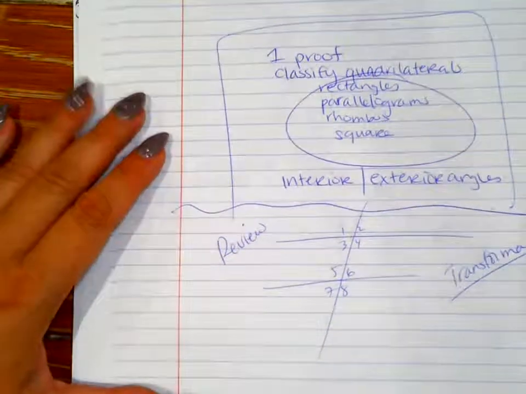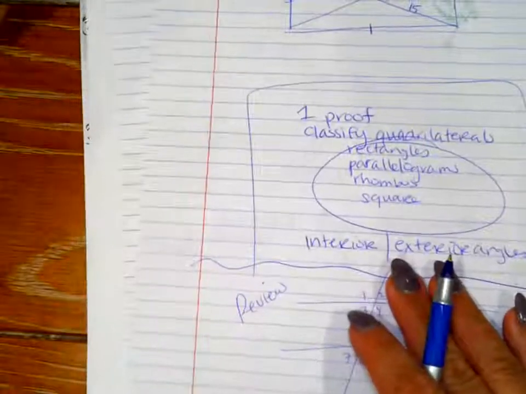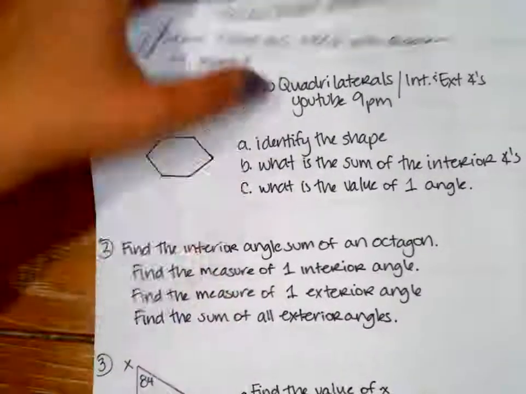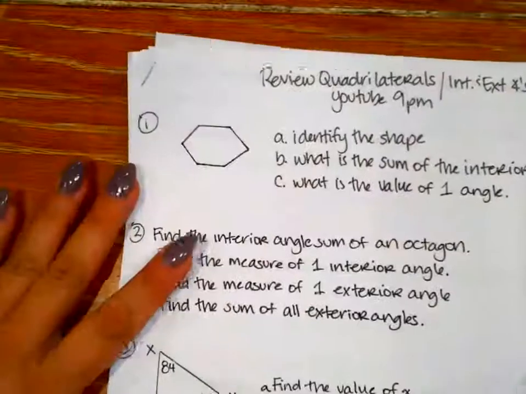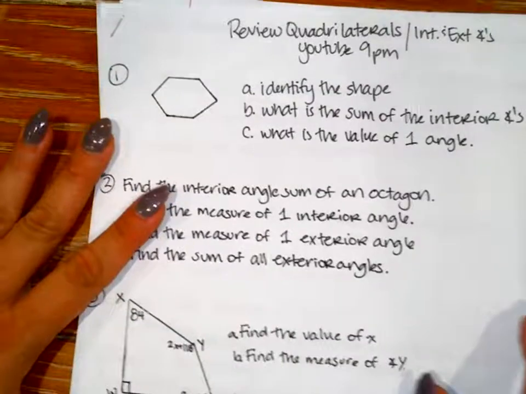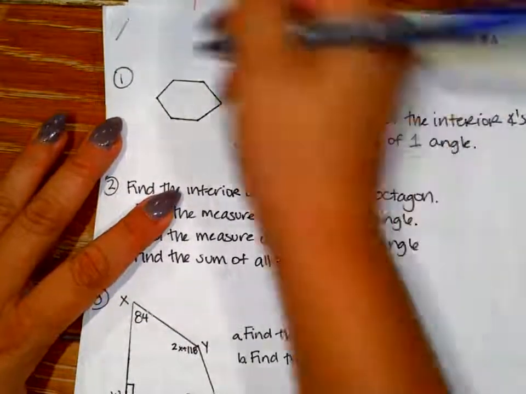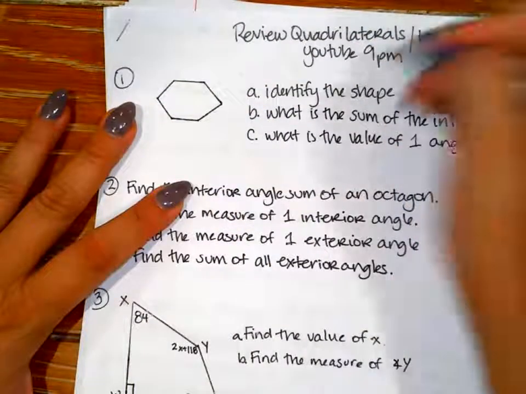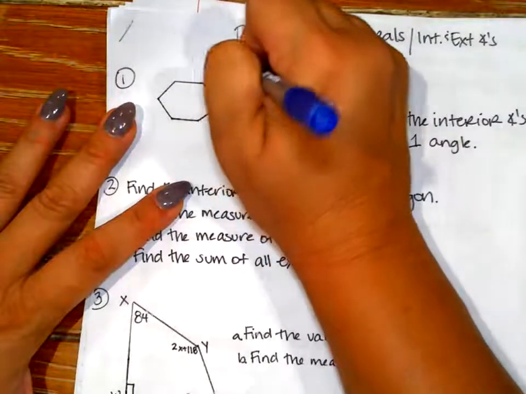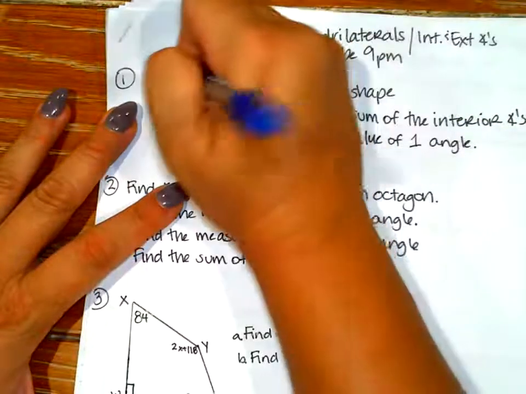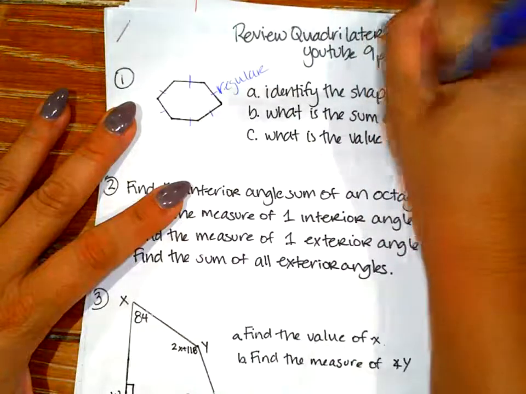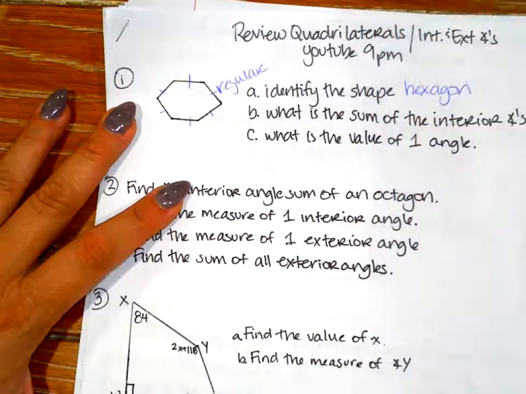Okay, so going over number 1. Let me do that right here. All right, identify the shape. You identify the shape by the number of sides. Remember, this is going to be a regular. It'll say regular. I've got 1, 2, 3, 4, 5, 6 sides. It's a hexagon. Okay, regular hexagon.